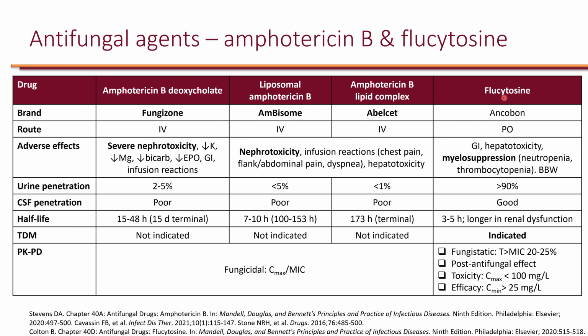And also, let's talk about flucytosine. So flucytosine is only available PO. It has a very short half-life, and it is dependent on renal function. So this is very highly concentrated into the urine, and so renal function is really important because this drug can also have severe adverse effects, including myelosuppression, so neutropenia and thrombocytopenia.